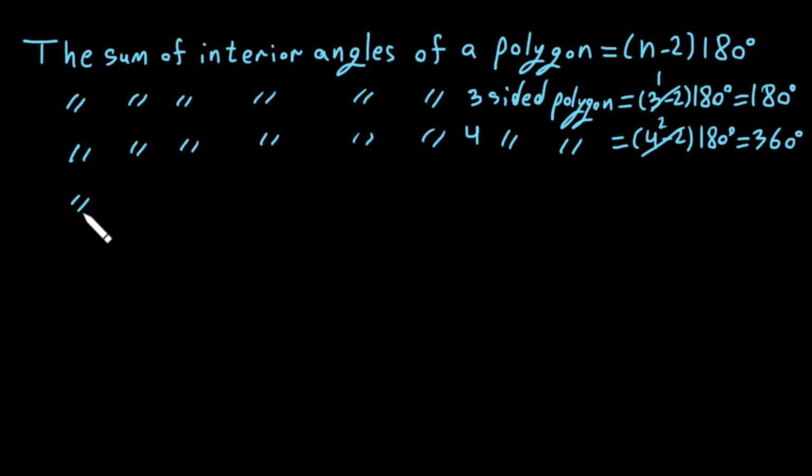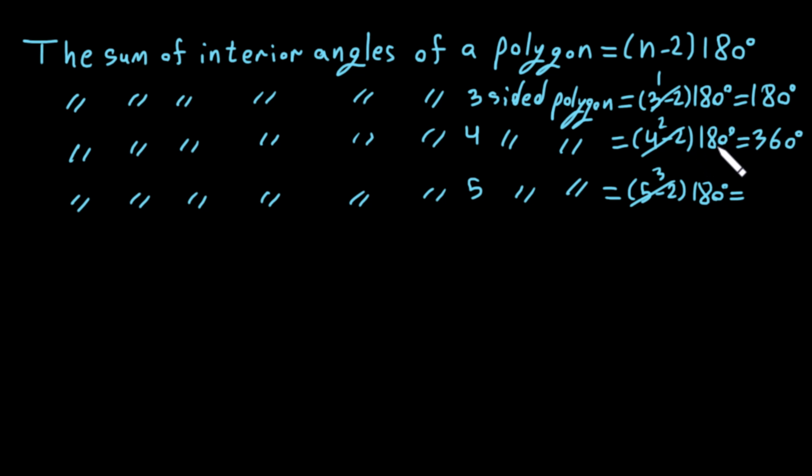The same thing, the sum of interior angles of a five-sided polygon equals, instead of n, we write 5. (5 minus 2) multiplied by 180 degrees, and 5 minus 2 is 3. 3 multiplied by 180 degrees. We have already multiplied 2 by 180 degrees, so we just have to add 180 degrees to this one. So 360 degrees plus 180 degrees is 540 degrees.